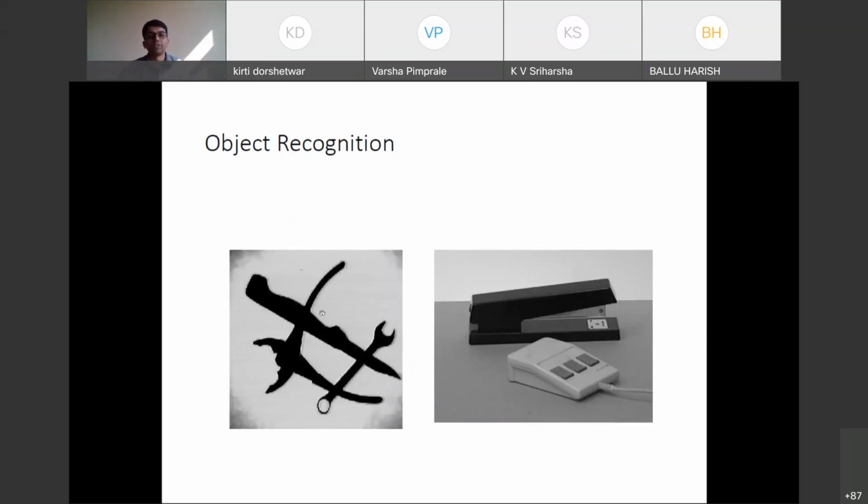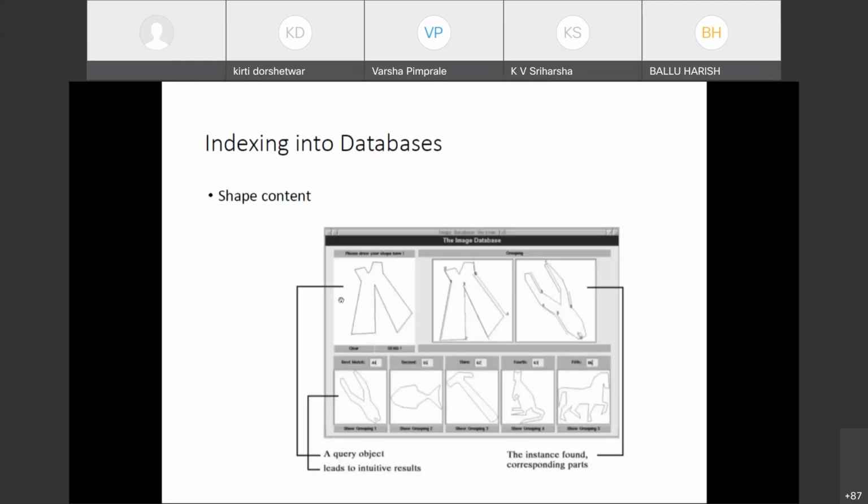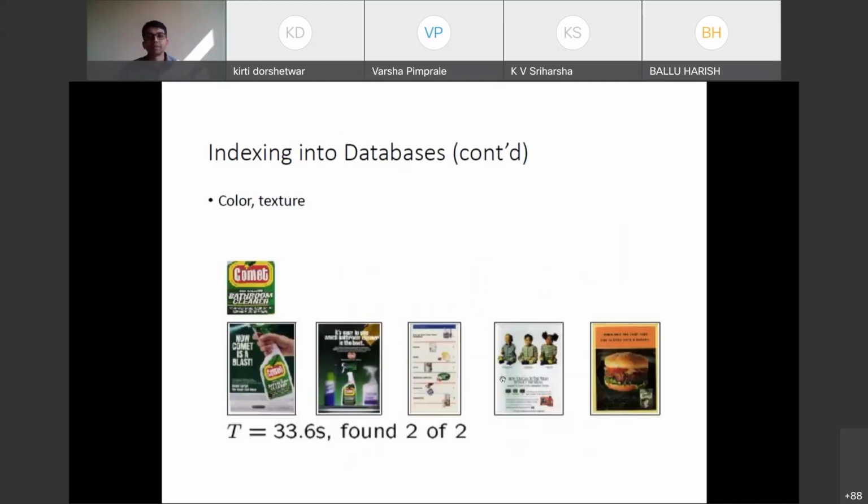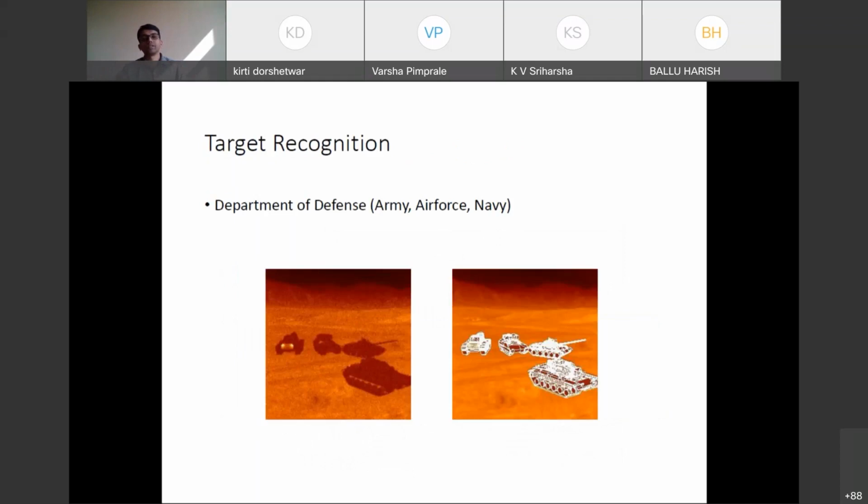Then you have object recognition. Even if I give you blacked out objects, you can know that a knife is there, a plier is there. Similarly, on the right-hand side, an ancient stapling machine or a mouse is there. In this content you can see the pant and the plier look very similar because of the number of angles they have. Another object classification can be like you have some snippet of a product and then you are matching it with the database. Same thing can be used by the Department of Defense, like Army, Air Force or Navy, to identify which vehicles or armed vehicles are available with the enemy.